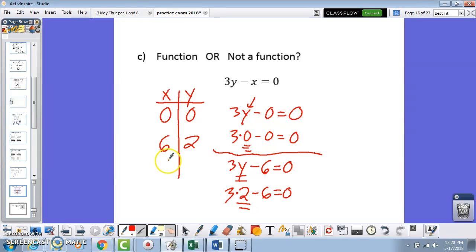So for any given number I can think of over here, there's only going to be one answer over here that is going to make the equation true. Therefore, it is a function.